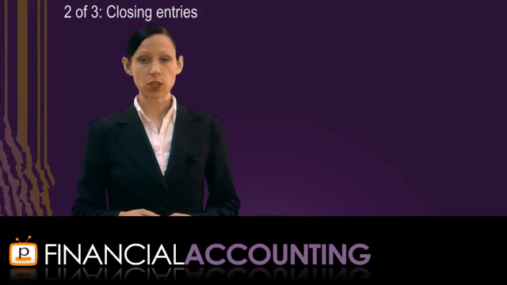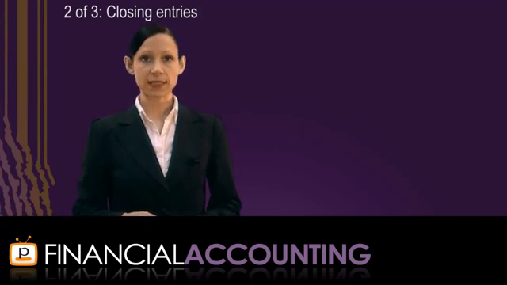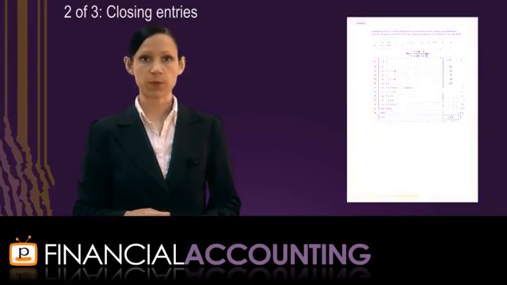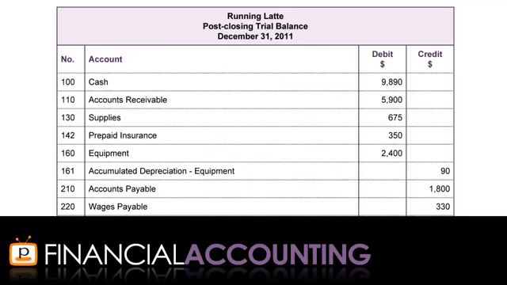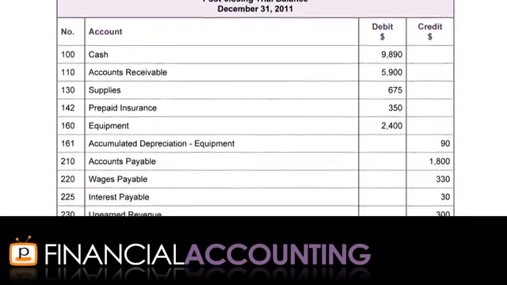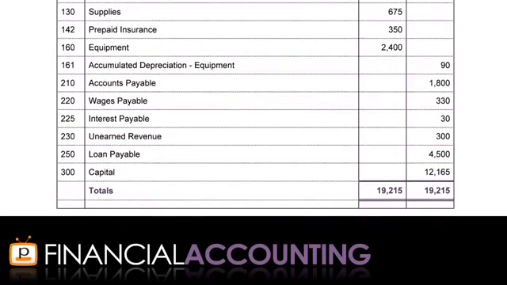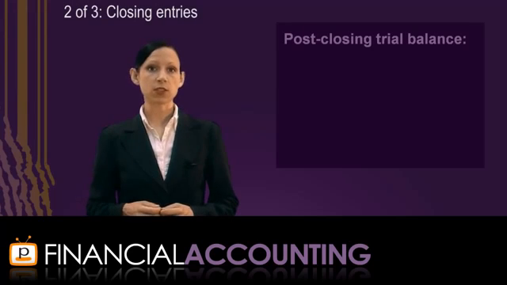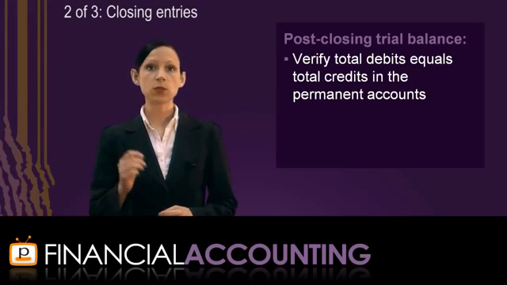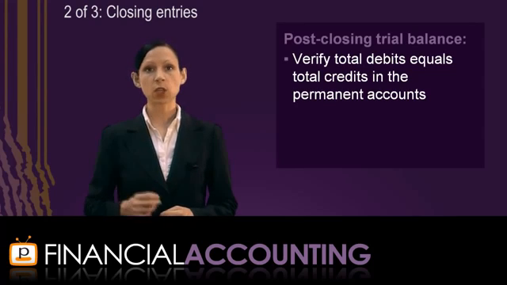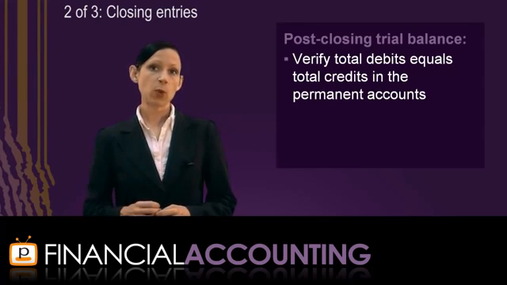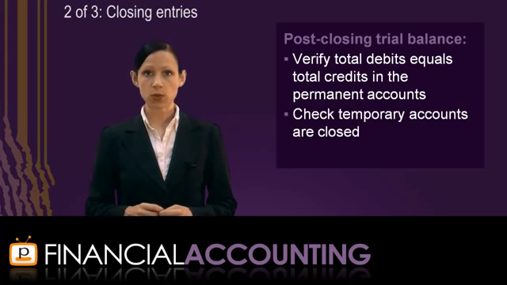Once the closing entries have been journalised and posted, a post-closing trial balance is prepared, which we can see in our Padisco textbook. The post-closing trial balance lists all of the permanent balance sheet accounts of the business and their ending balances. The temporary accounts are not included in the post-closing trial balance because they have zero balances after the closing process. The purpose of the post-closing trial balance is to verify that total debits equals total credits in the permanent accounts after the closing process. When preparing the post-closing trial balance, you should also check that all temporary accounts have actually been closed during the closing process and have zero balances.